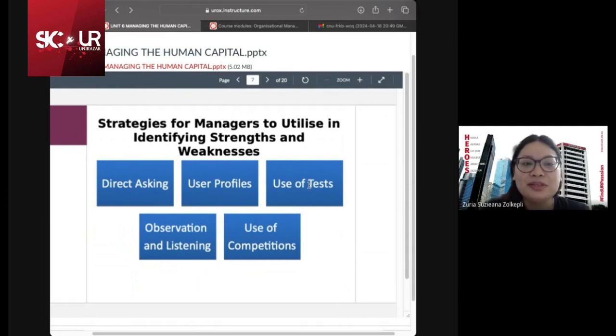The first strategy, as simple as it sounds, is direct asking, which means you ask. You can ask your staff what they like to work with and what their strengths are. I believe that each and every individual should know their strengths and capabilities, so take time to reflect on yourself.